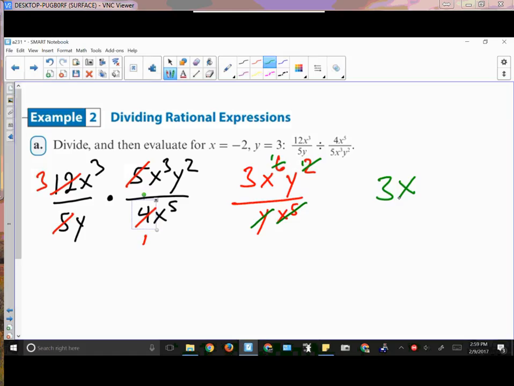Now, we're supposed to evaluate for x is equal to -2 and y is equal to 3. Do I even have any y's left? And the answer would be no. So I am going to take 3, multiply it by -2, -6. That's it. Okay.